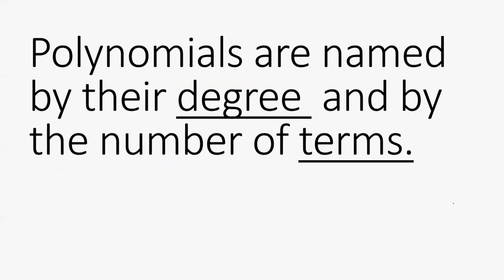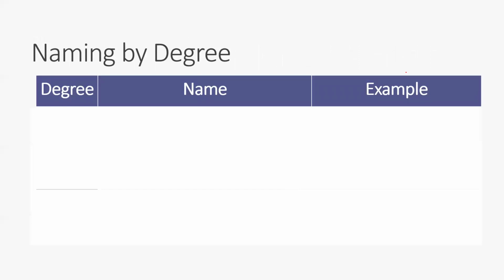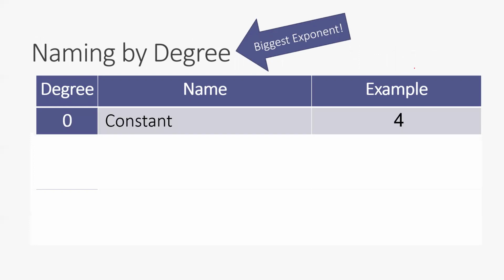All right, so the next thing we need to talk about is how to name a polynomial. So polynomials are named by their degree and by the number of terms in the polynomial. So when we want to name this by degree, the degree is the largest exponent, or the sum of the largest exponents if there's more than one variable. So you find the largest exponent on your polynomial, and that is going to help you decide what the name is. So if the largest exponent is a 0 because you have a constant, there's no variable, then we call this a constant.